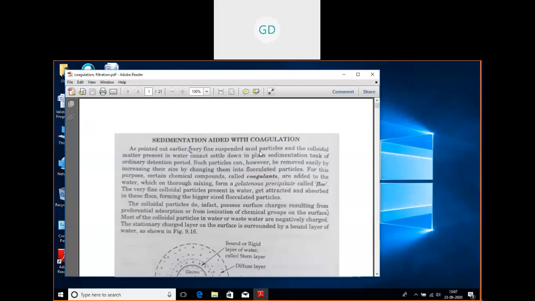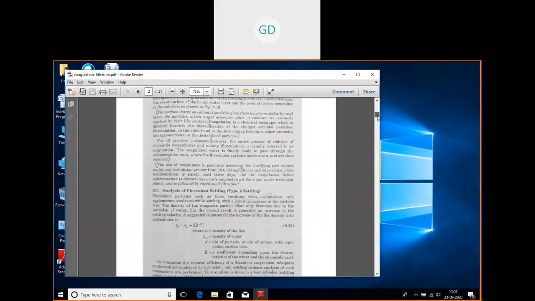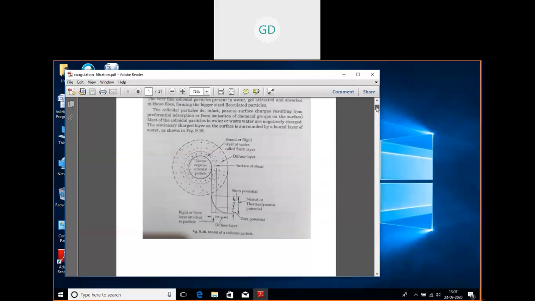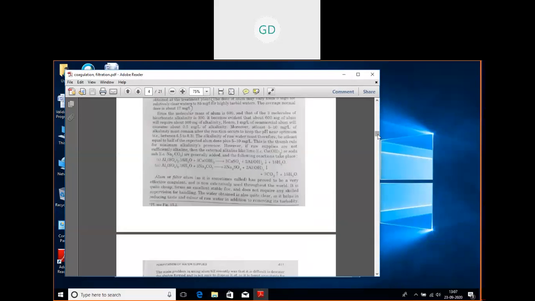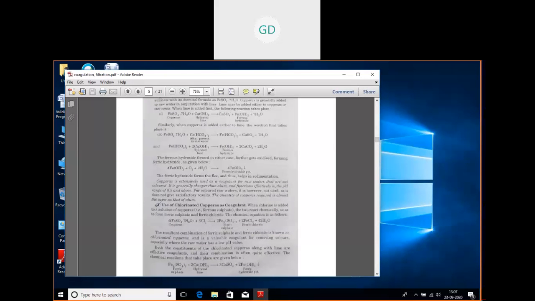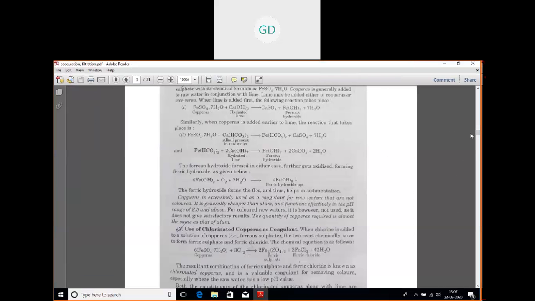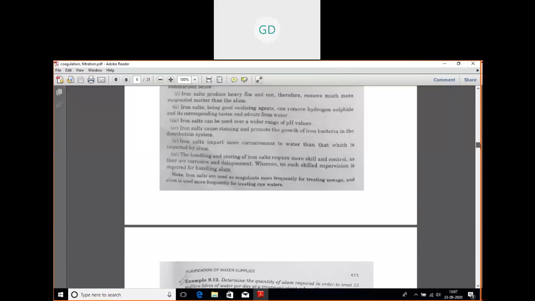Okay then. Sedimentation aided with coagulation. Have we discussed about the coagulants, or just what is sedimentation aided with coagulation? Did we discuss all these chemicals? You can see my screen, right? Have we discussed all this? Yes, ma'am. Use of chlorinated copperas, all these things we have done, right?